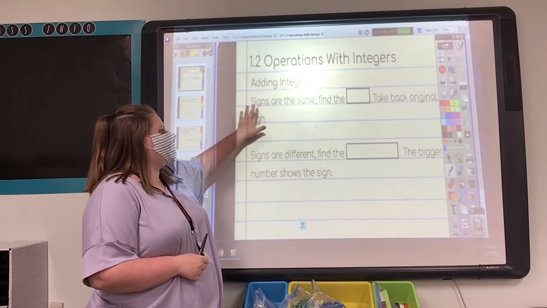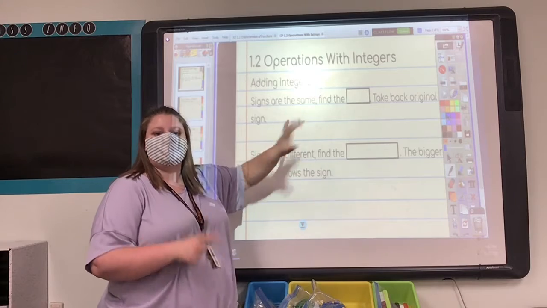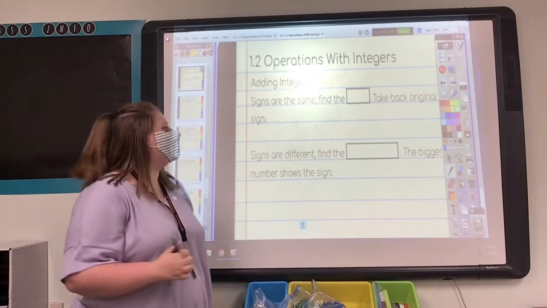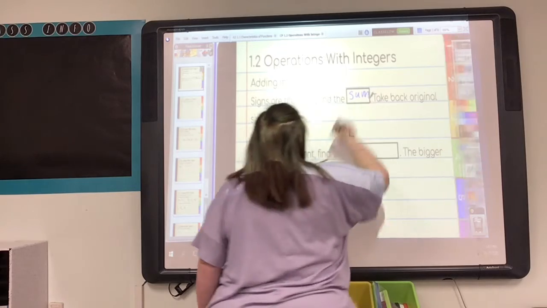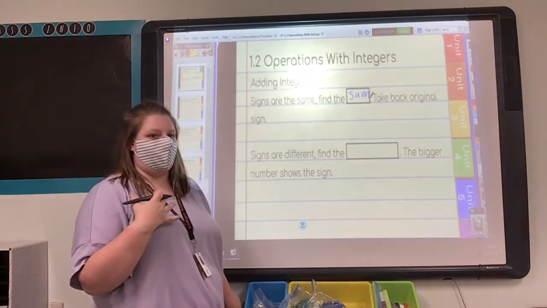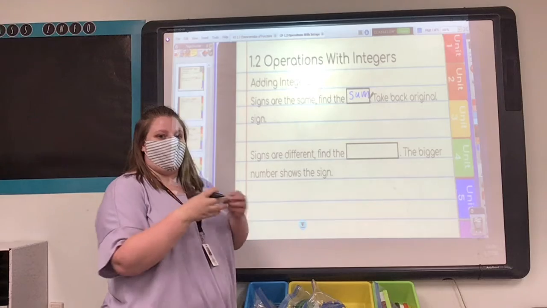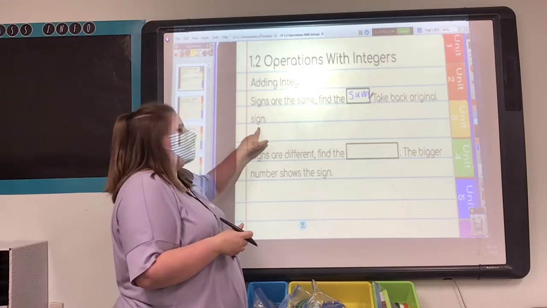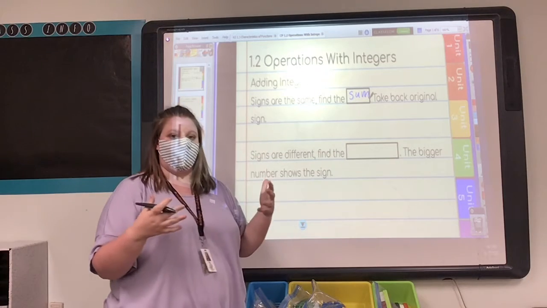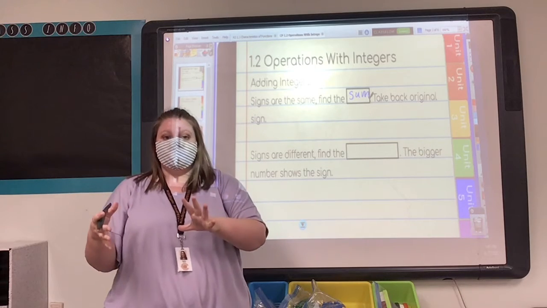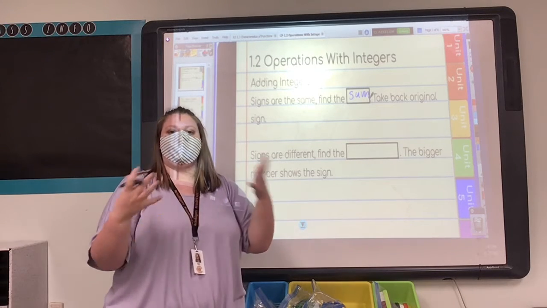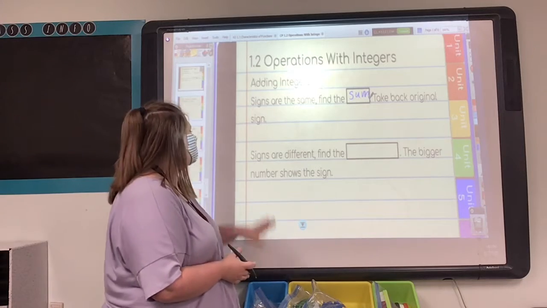The first rule is if the signs are the same, so two positives or two negatives, then we're going to find the sum of the two numbers. We're going to just ignore the signs at that point. And then after we add the two numbers together, we'll take back the original sign. So if we had two positives, we add them together and make it a positive at the end. If we have two negatives, we add the negative numbers together and make it a negative at the end.